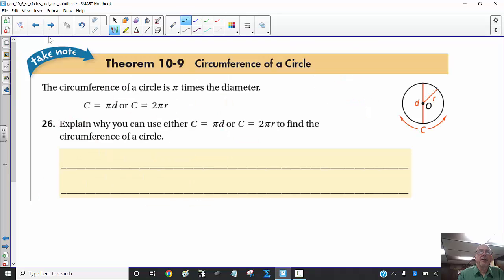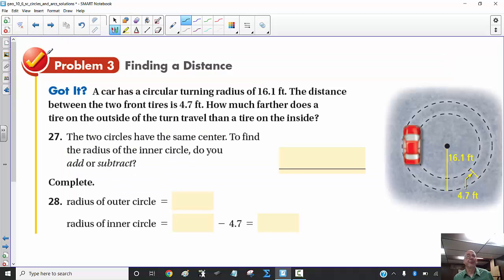Next one. The circumference of a circle is 2 pi r or pi d. Explain why you could use either of these two to find the circumference of a circle, because either of those is the formula for it. This part here, the d, is 2r. Okay, that's so much for that explanation. Finding distance. Okay.